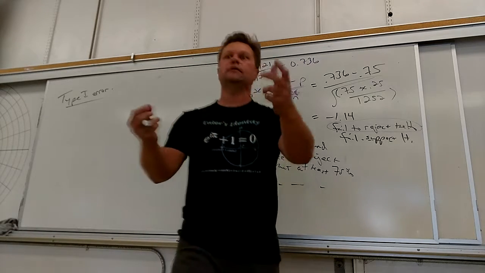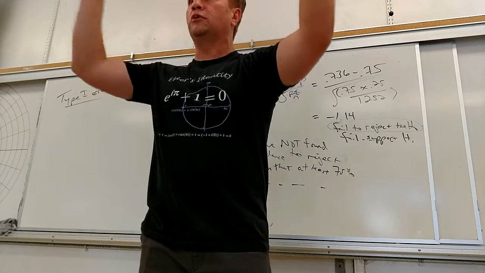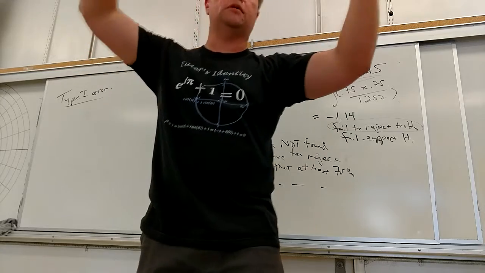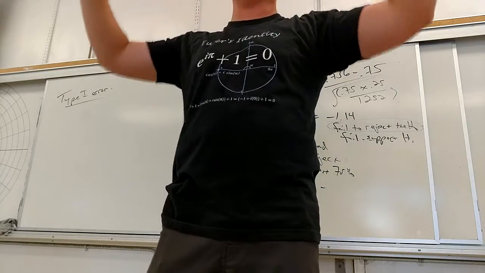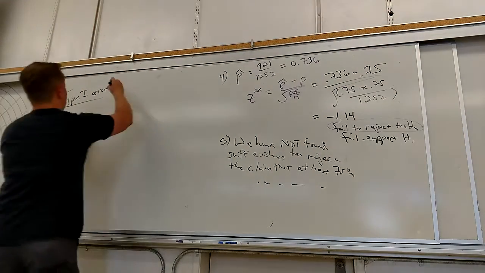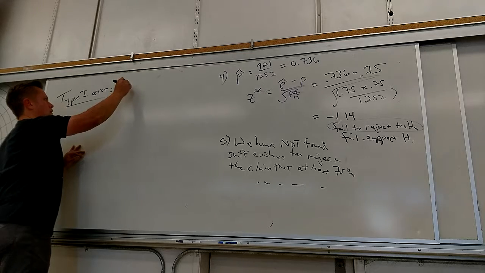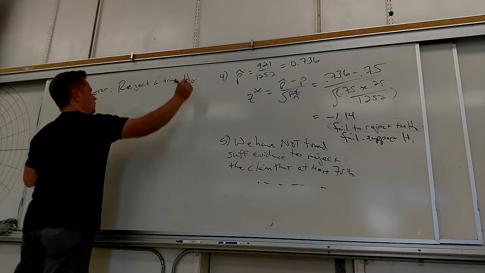Do I have any idea that I made a mistake? None. In the real world, I don't know what the real mean or the real percentage is. So I don't even know I made a mistake. I just know the probability I made a mistake. But what are those mistakes? The type 1 error is to reject a true null.